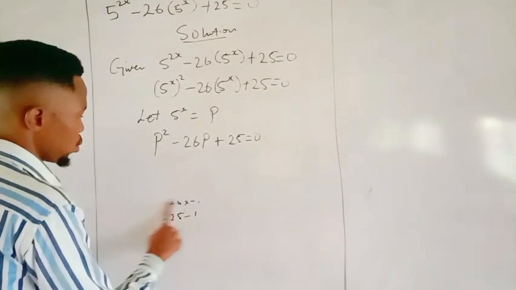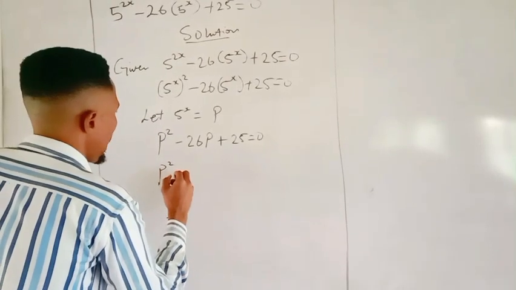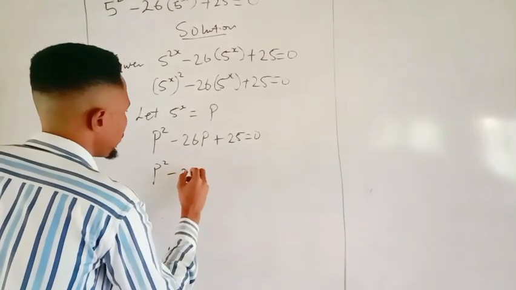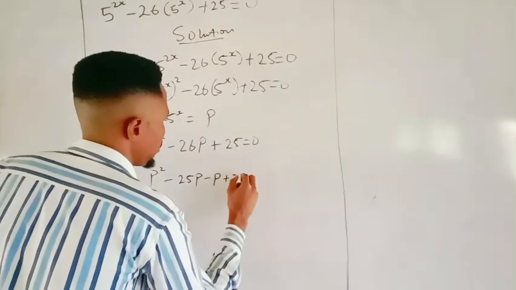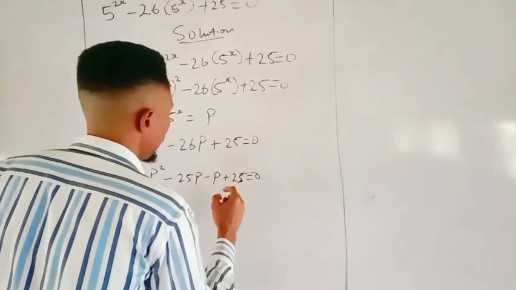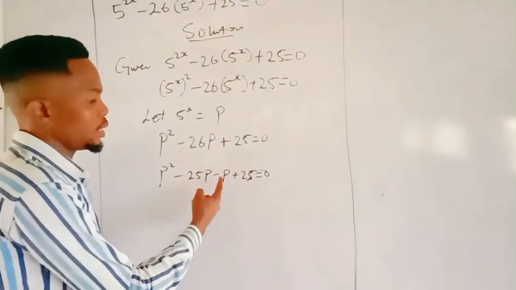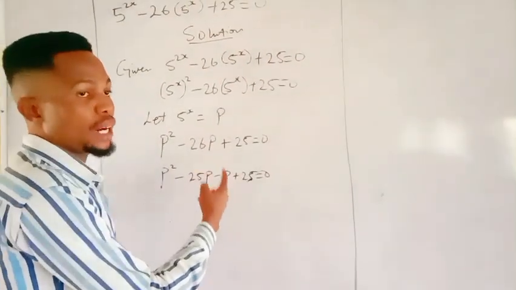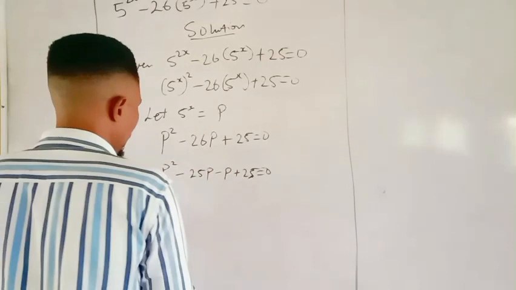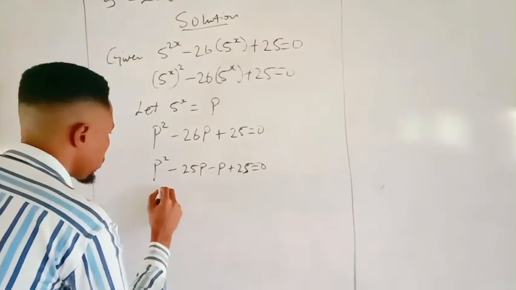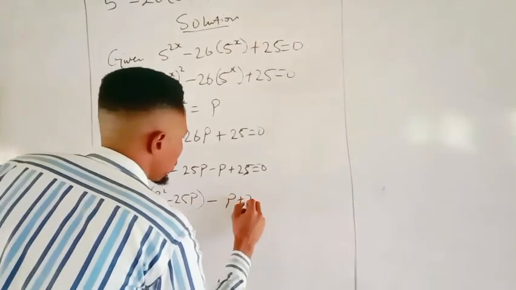So on that note, let's take it down. This will be p squared minus 25p minus p plus 25 equal to 0. Now, it's supposed to be 1p, but since we cannot write 1p, I just put p. So there's an invisible 1 here. So you have p squared minus 25p, minus p plus 25 equal to 0.